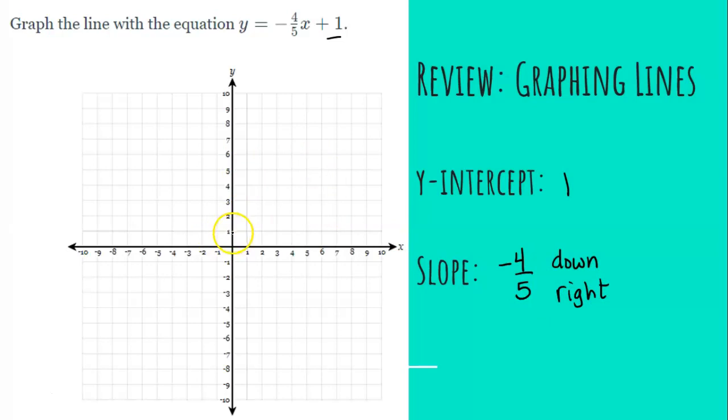So if I do it that way, my y-intercept is 1, and I need to go down 4 and to the right 5, and put a dot. Down 4, to the right 5.